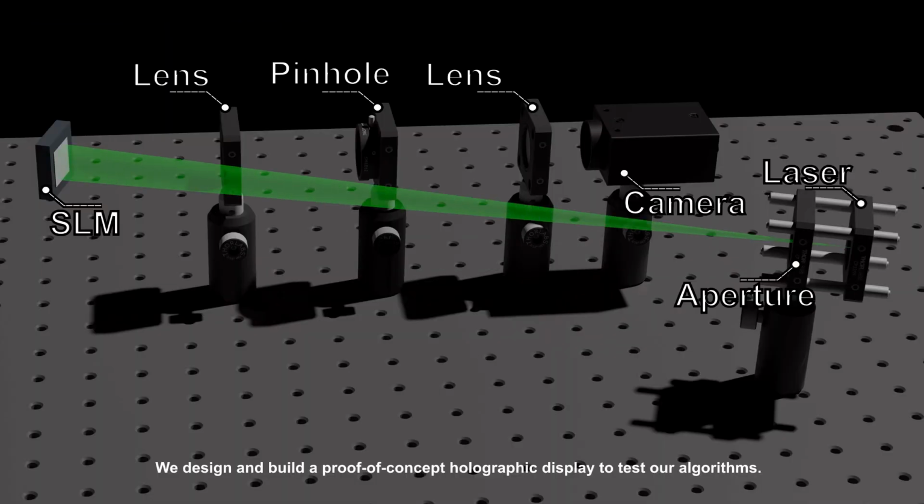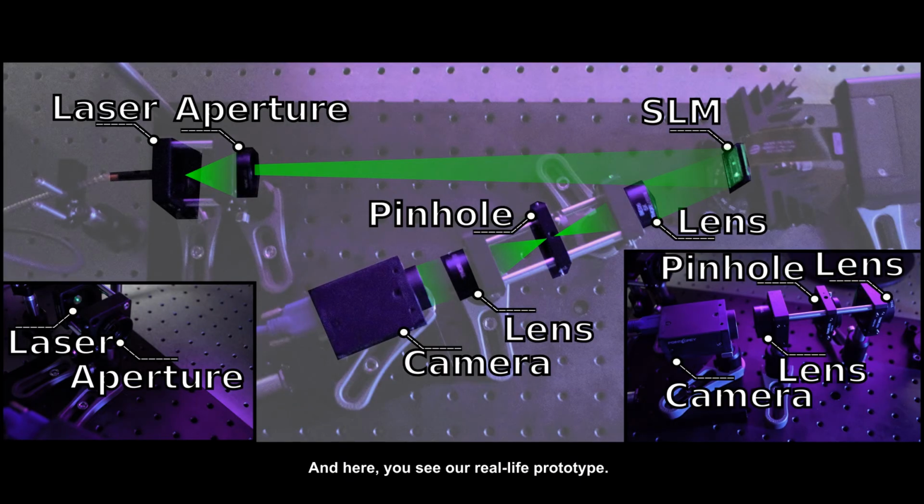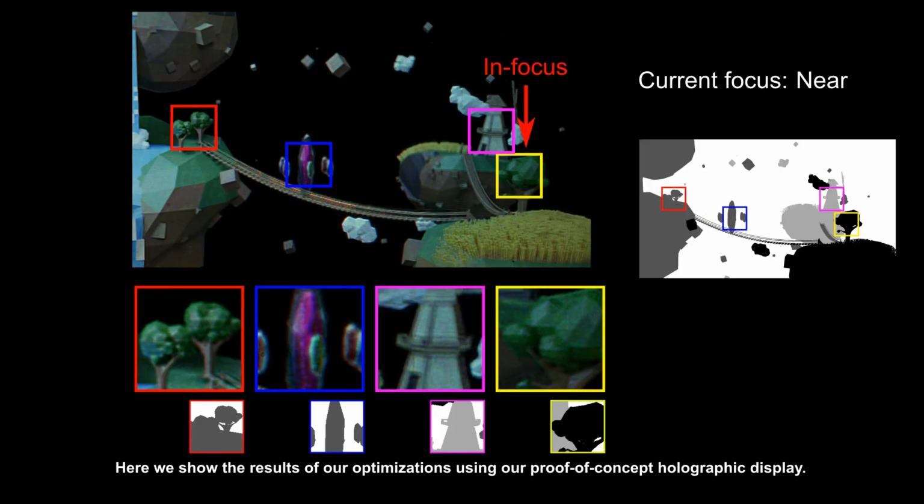We design and build a proof-of-concept holographic display to test our algorithms. Here you see our design layout with annotations. And here, you see our real-life prototype. Here we show the results of our optimizations using our proof-of-concept holographic display.